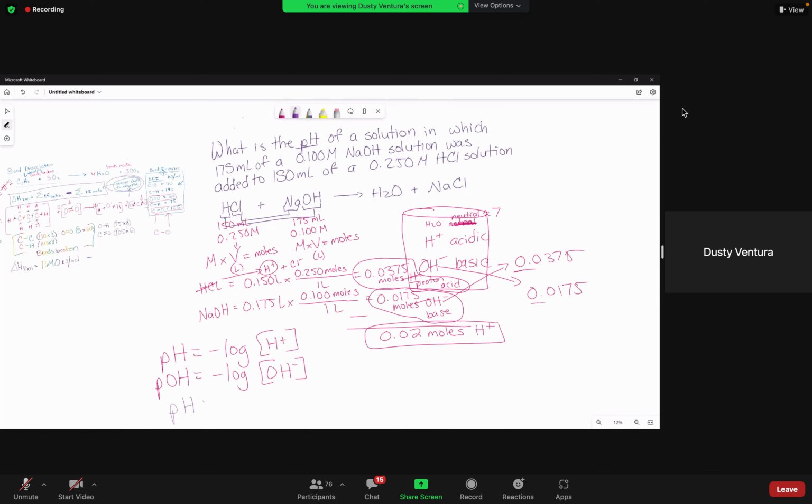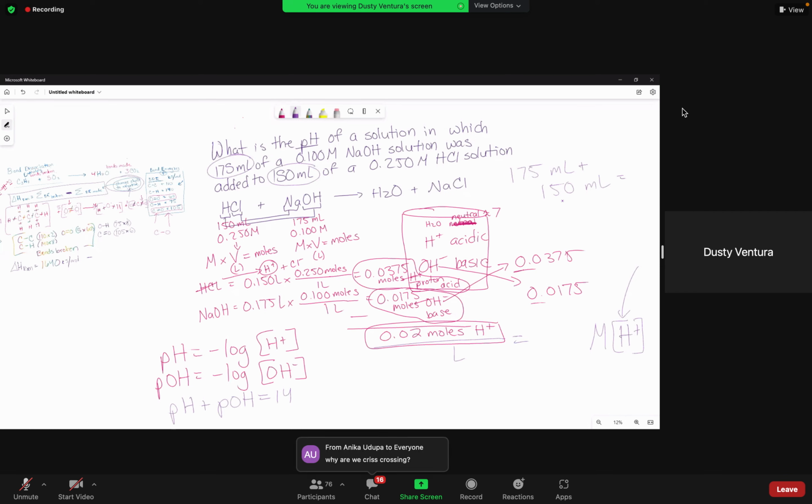pH plus pOH equals 14. Okay, so we need to divide our moles by liter so that we can get molarity of H plus. For chemists, brackets mean molarity. So we've got 150 mils and 175 mils. We need to add those two together. That's 325, so 0.325.